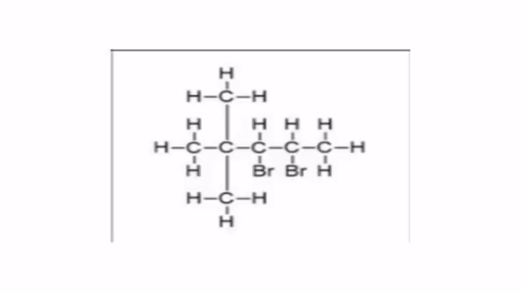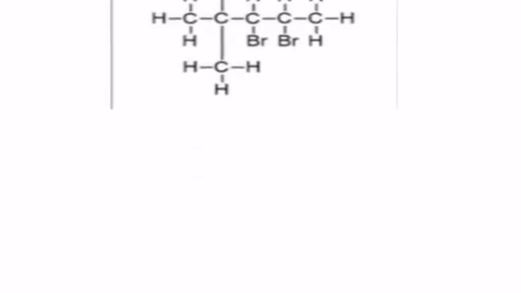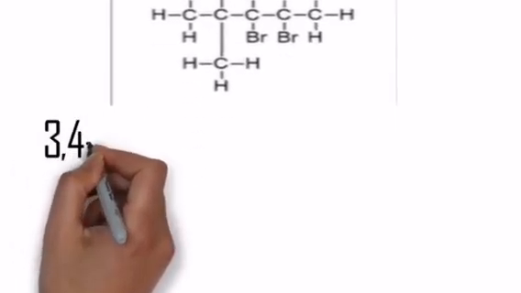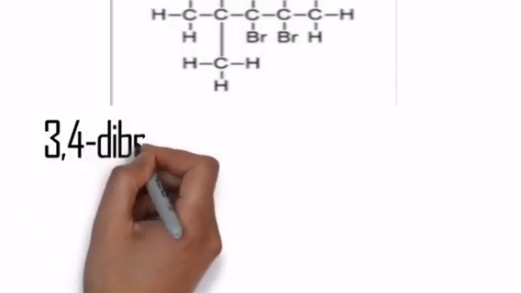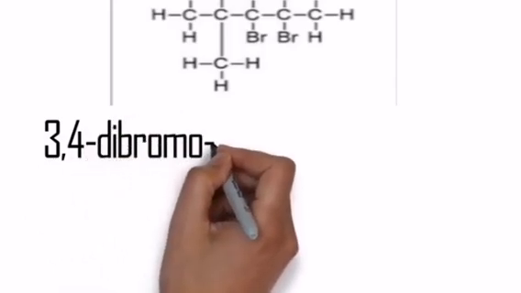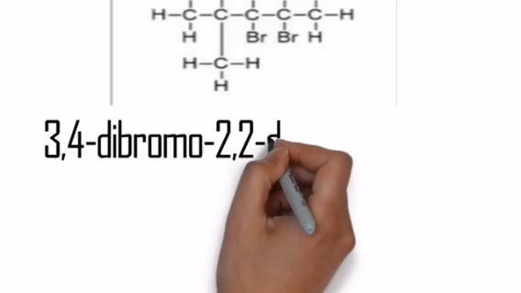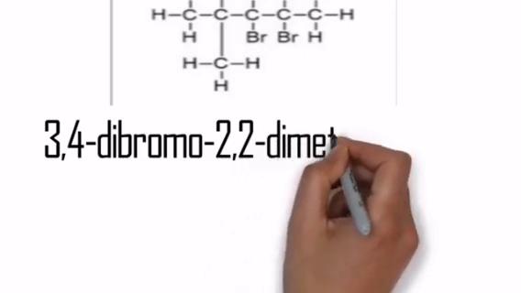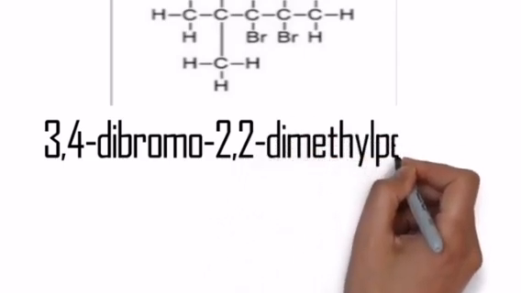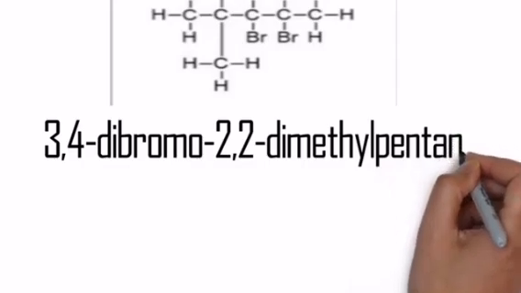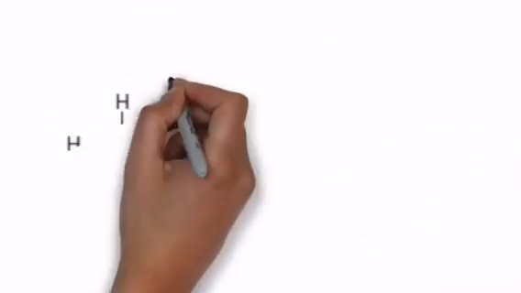It's very important to consider those 3 rules that we mentioned in the first part of organic chemistry here in our YouTube channel. So it's very, very important for you to know them. If you didn't, please go there and watch them. So the name of this one is 3,4-dibromo-2,2-dimethylpentane. This is the IUPAC name of this structure.